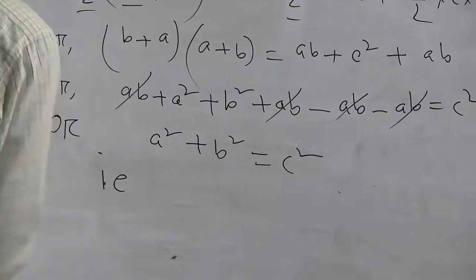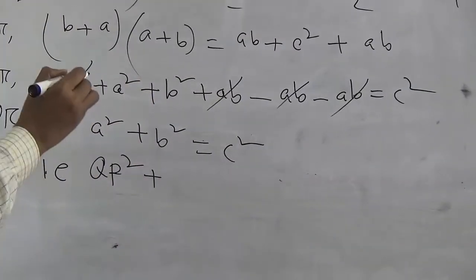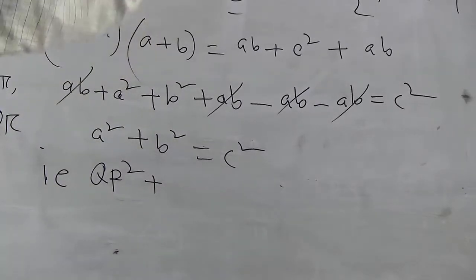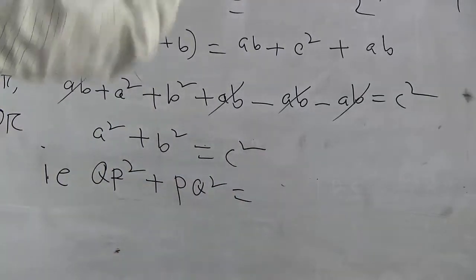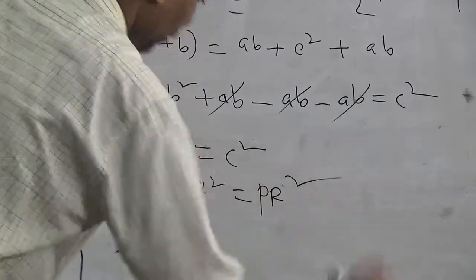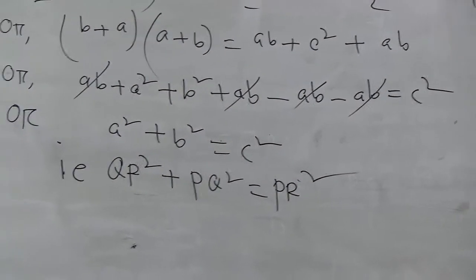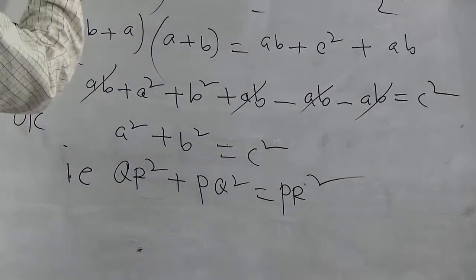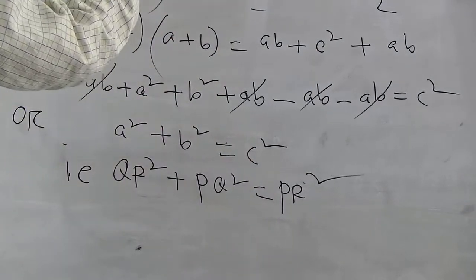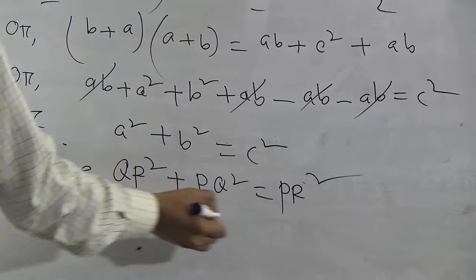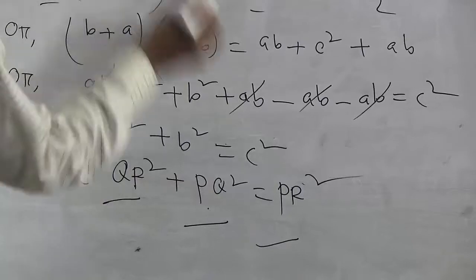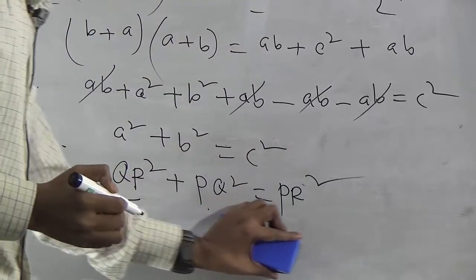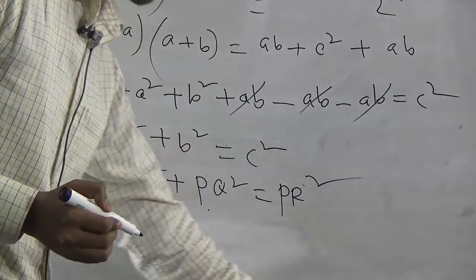That is, we can write A equal to what? A equal to QR square plus B equal to what? B equal to PQ square and C equal to what? PR square. Okay? Look, we have to prove that PR square equal to PQ square plus QR square. Look, here also same. PQ square, QR square, PR square. Okay? So, in this way, the Pythagoras theorem is verified.